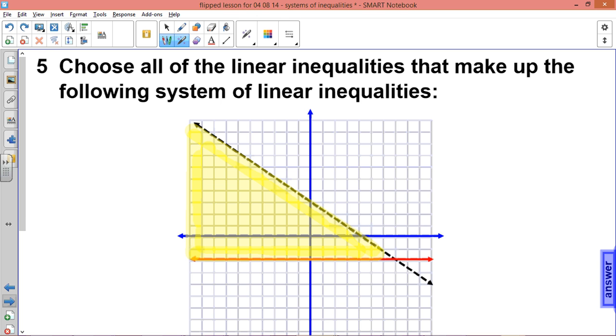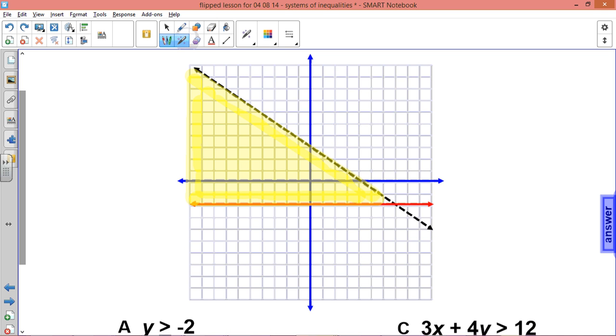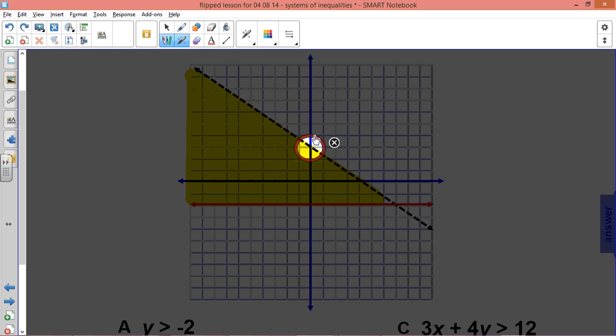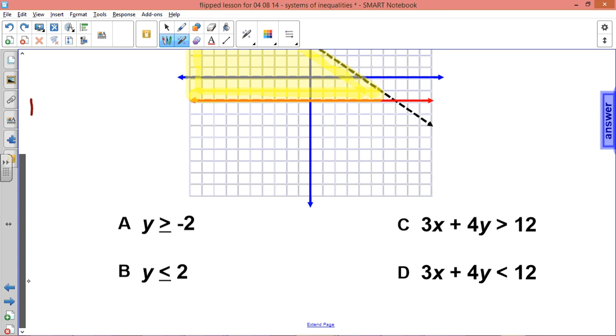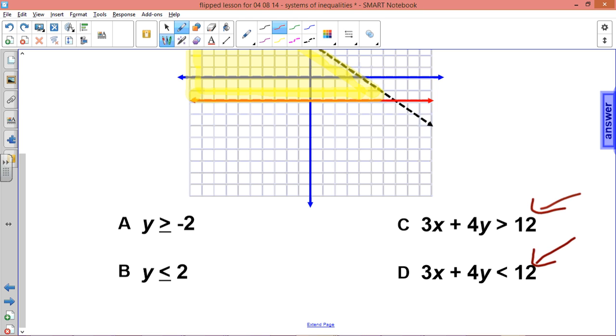Choose all of the linear inequalities that make up the following system of linear inequalities. So I've got these two lines here. My first line, this dotted line right here, I look at my slope, I look at my y-intercept. My y-intercept is going to be 3. So any of these have a y-intercept of 3? Well, it's going to be one of these two. I'm going to need to solve those to see if those are in the right form. That's going to be annoying, but it won't be hard.